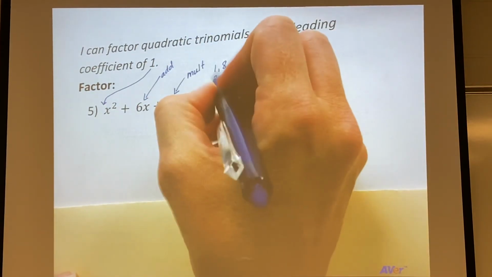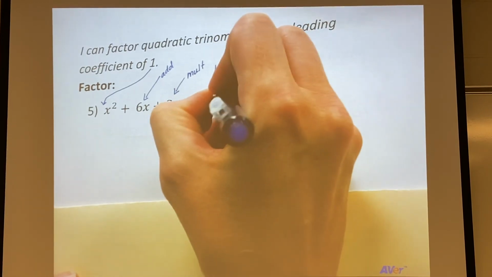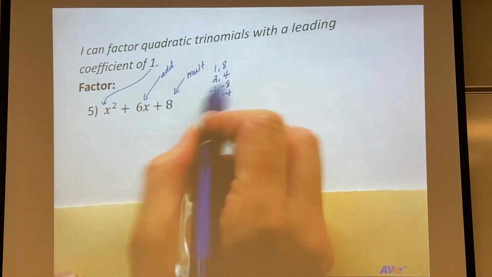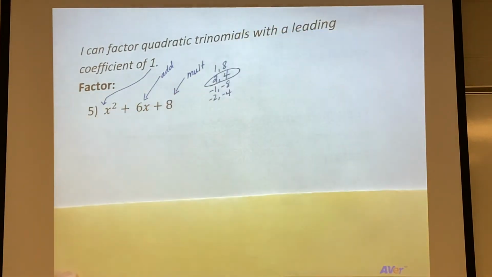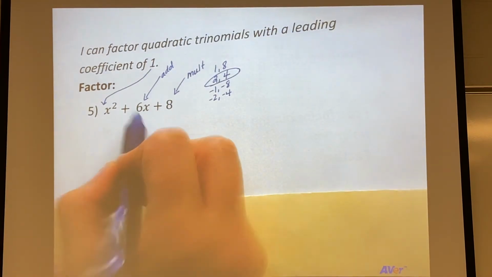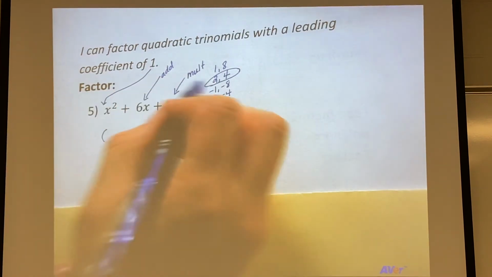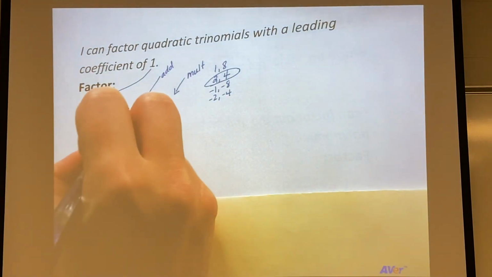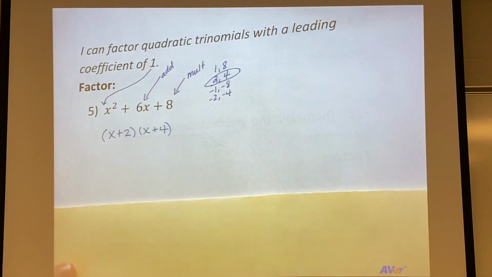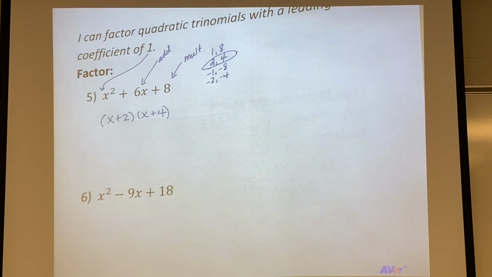Yes, they do. Now, technically, you could also have a negative 1 and a negative 8 and a negative 2 and a negative 4, but we don't have any negatives in our problem, so we don't need those negatives. So 2 and 4 are the ones that multiply to get 8 and add to get 6. So we can use those as our factors. X plus 2, x plus 4. Ta-da!